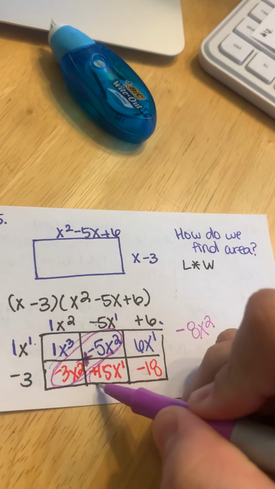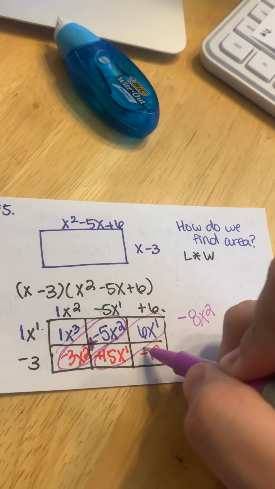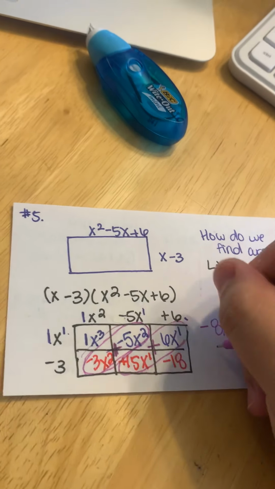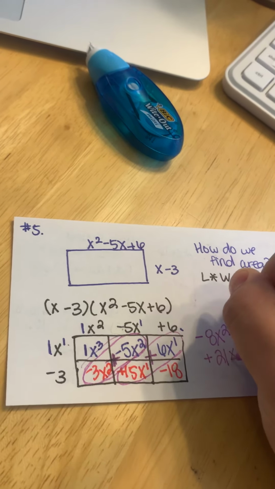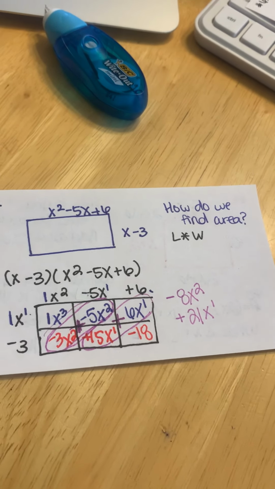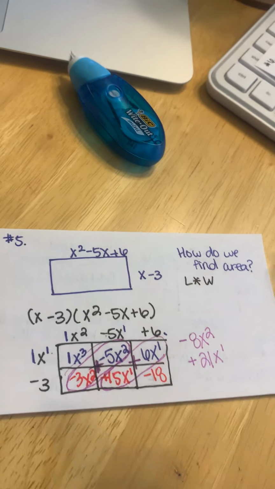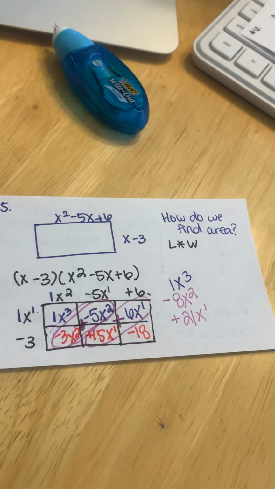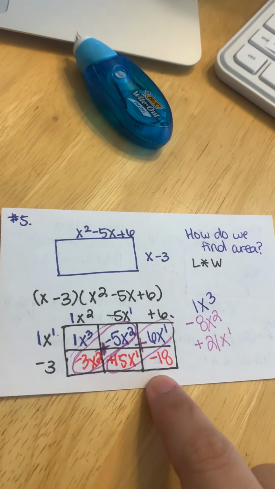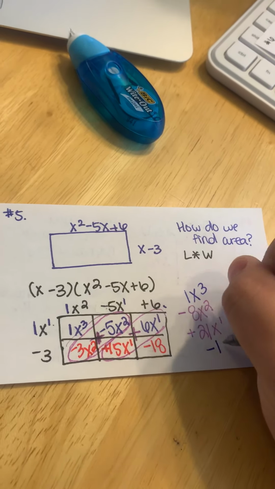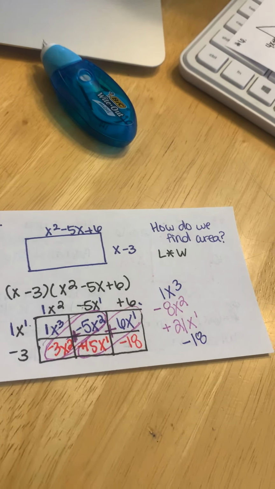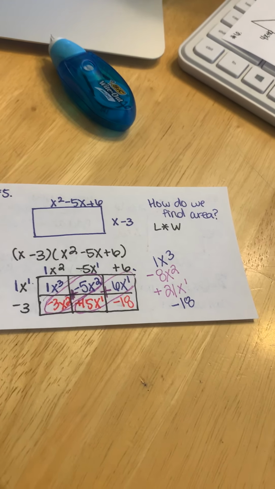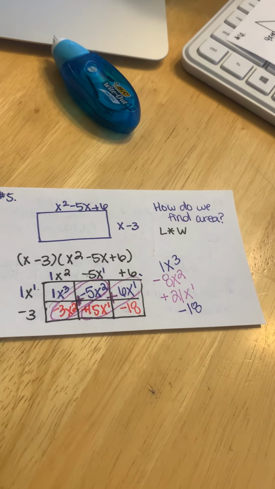You're going to do the same thing with 15 and 6. Positive 15 plus positive 6 gives me positive 21x to the first power. And you also have the first box that couldn't be combined with anything else, so you also have a 1x to the third, and the last box also has a negative 18. So your final answer is all of these put together next to each other. 1x to the third power minus 8x to the second power plus 21x minus 18.